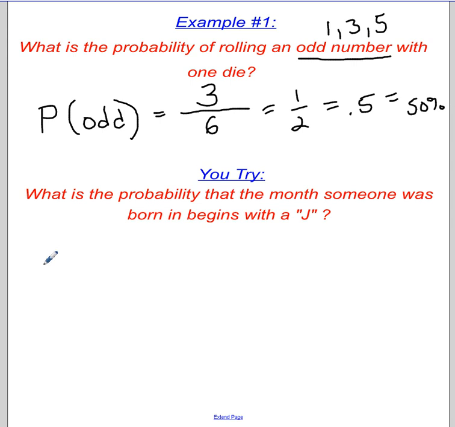So here's a you try problem. Pause the video, just take a minute, and then when you come back, you'll have your answer to this one.